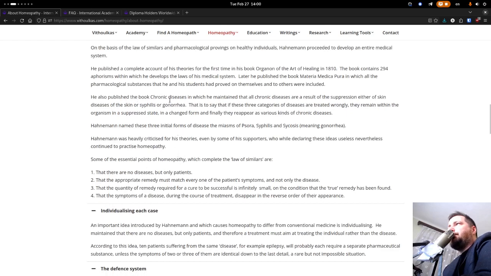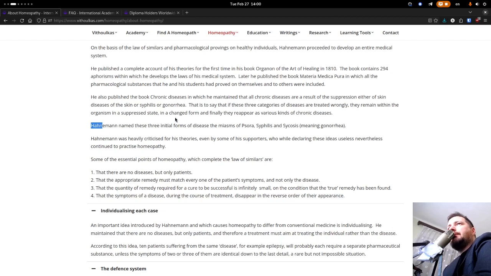He also published the book Chronic Diseases, in which he maintained that all chronic diseases are a result of the suppression of either skin diseases or syphilis or gonorrhea. That is to say that if these three categories of diseases were treated wrongly, they remain within the organism in a suppressed state, in a changed form, and finally they reappear as various kinds of chronic diseases. Hahnemann named these three initial forms of disease the miasms of psora, syphilis, and psychosis, meaning gonorrhea.